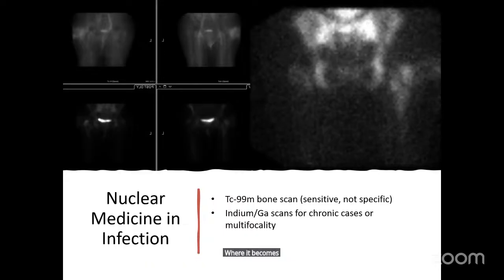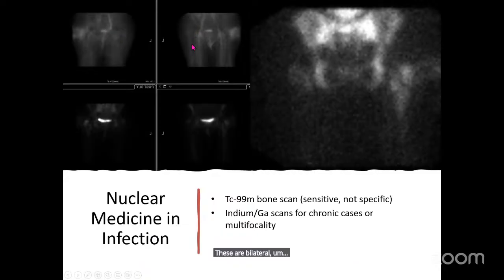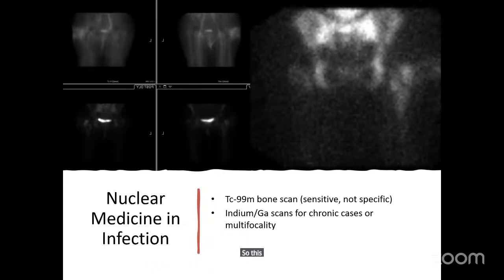Where it becomes important, I mentioned before, is when it's periprosthetic. And this one, I know it's probably difficult to see, but you can see there's this area of photopenia here and here. These are bilateral hip replacements. These are the prostheses going here. So that's why this one went to nuclear medicine, because if we would have done an MR to look for this infection, which this was infection, we wouldn't be able to see it on CT and MR because of metallic artifact. So this is where nuclear medicine is helpful for us, in detecting these infections when we can't see them because of metal artifact.